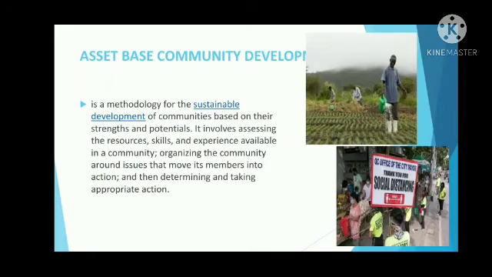Asset-based community development. It is a methodology for the sustainable development of communities based on their strengths and potentials. It involves assessing the resources, skills, and experience available in a community, organizing the community around issues that move its members into action, and then determining and taking appropriate actions. So, in other words, this method uses the community's own assets and resources as the basis for development, and it empowers the people of the community by encouraging them to utilize what they already possess.